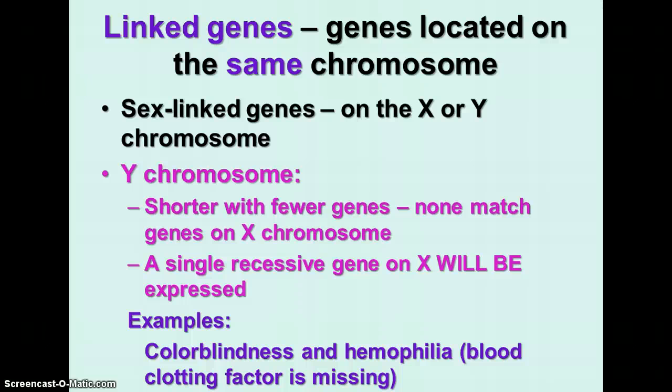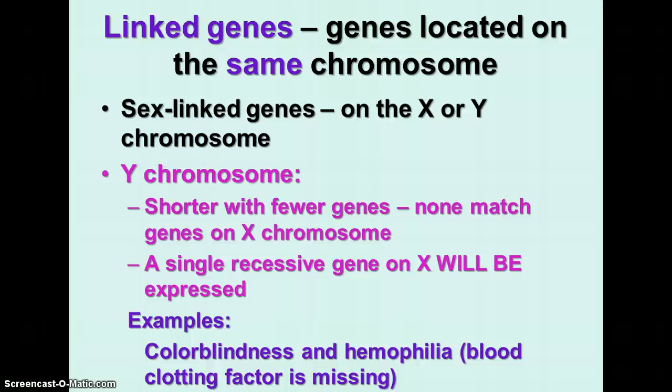But linked genes oftentimes are inherited together. And we'll talk some more again about linked genes in class. The main example of linked genes that we talk about in our study of genetics is something called sex-linked genes. These are genes that are located on the X or Y chromosome. Now, the Y chromosome, remember, is shorter than the X chromosome. It has fewer genes, and none of the genes that are on there will match the genes on the X chromosome.